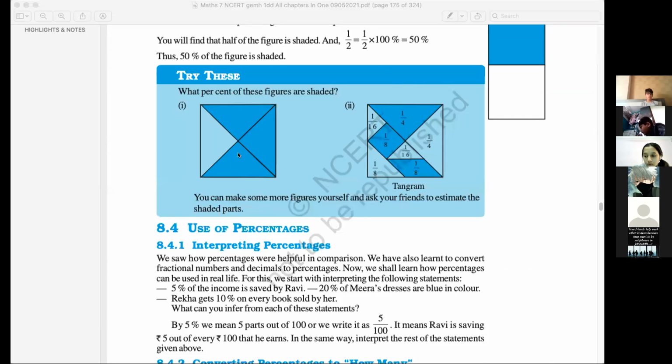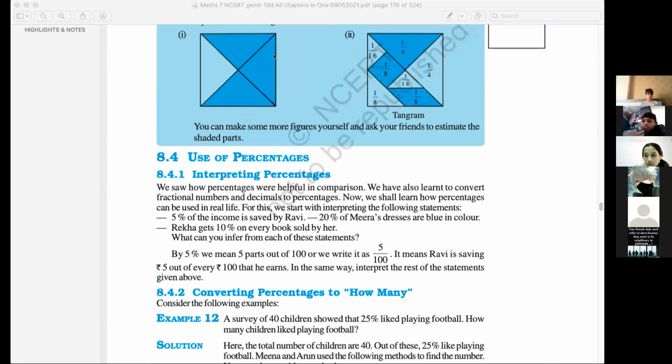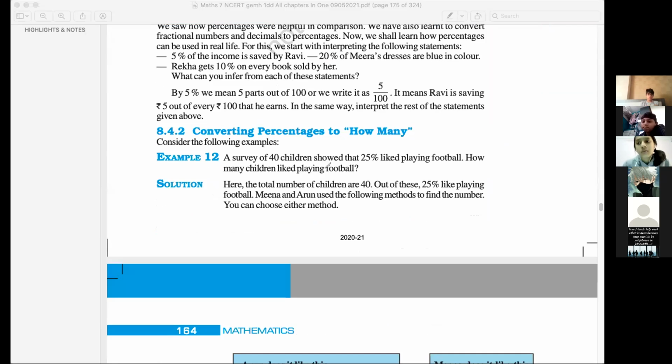Okay. This type of question is asked: a survey of 40 children showed that 25% liked playing football. How many children liked playing football? So 40 children ka 25%. 25 upon 100 into 40. Yes, so 25% of 40 children like football.